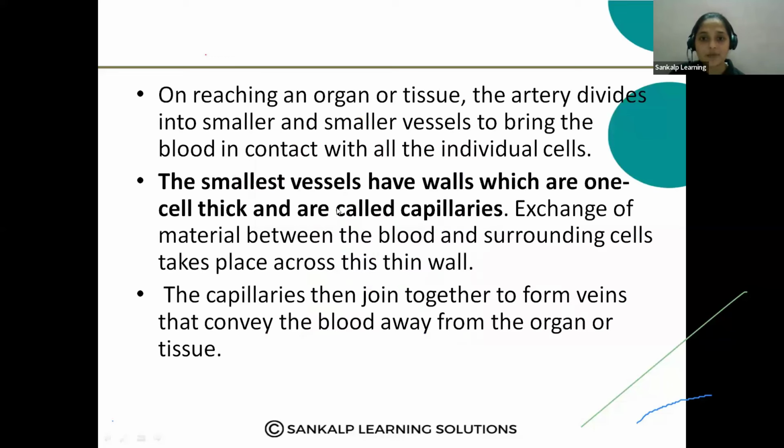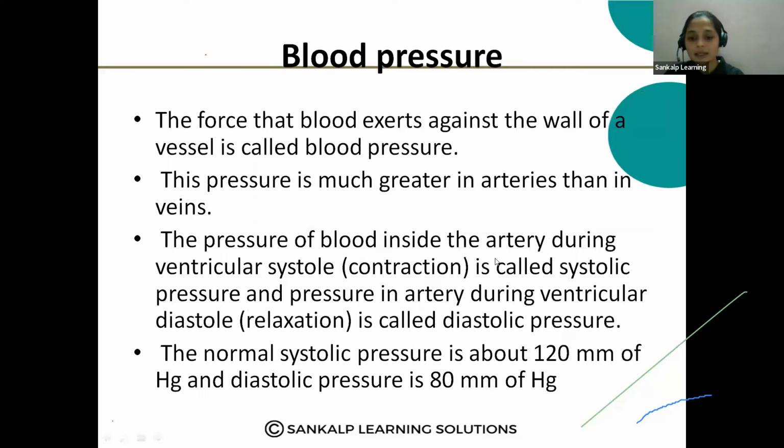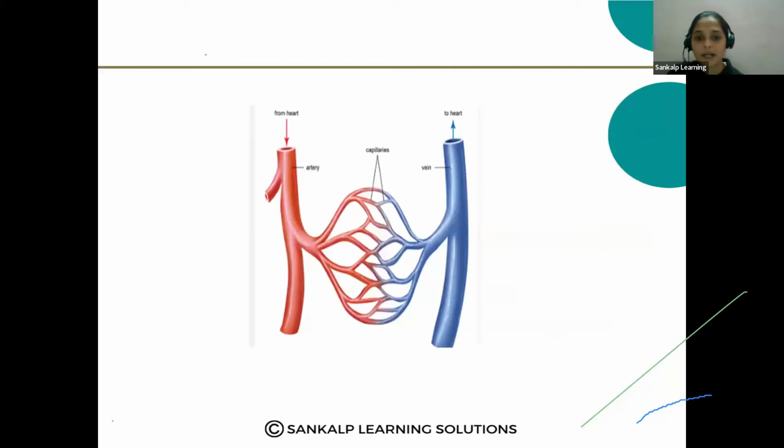The smallest vessels have thin walls, so they are called capillaries, and these capillaries again join and form the veins. These capillaries reach the cells, and the cells release carbon dioxide, which also moves into the capillary. Again they join and form the vein, and this vein carries the deoxygenated blood to the heart. So like this, the arteries, veins and capillaries work.